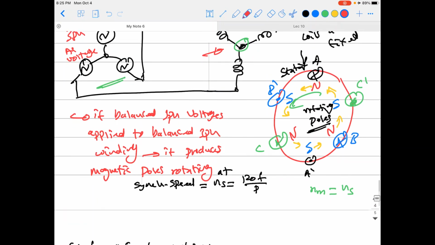The rotation of these poles comes at a speed we call the synchronous speed, 120 f over P. And what is unique for the synchronous machine is that the mechanical speed of the rotor equals the synchronous speed, and that's why we call it a synchronous machine. In an induction machine, it doesn't work like that. The mechanical speed of the rotor does not equal the synchronous speed, and that's why we don't call it a synchronous speed there. It's something else.